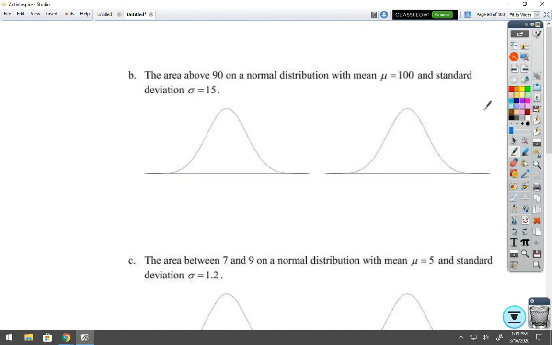So let's do a couple extras here. It says we want the area above a 90 on a normal distribution with a mean of 100 and a standard deviation of 50. Let's draw in our first number here. Let's draw in our 100, and let's go up and down from it. There's 115, there's 130. There's 85, there's 70. We want the area above a 90. All right, well, here's 100, here's about a 90-ish, and we want the area above.